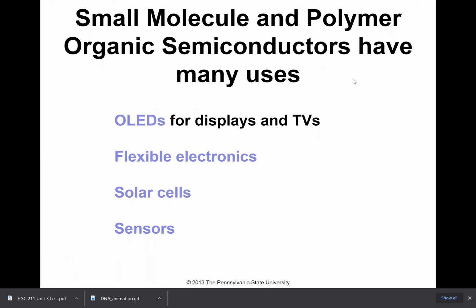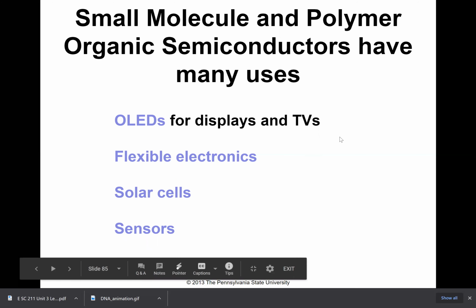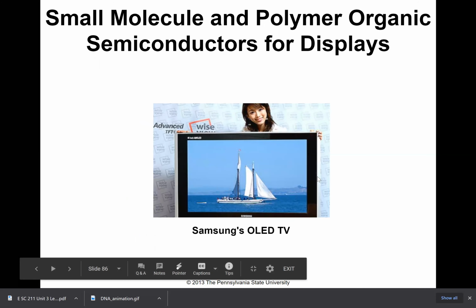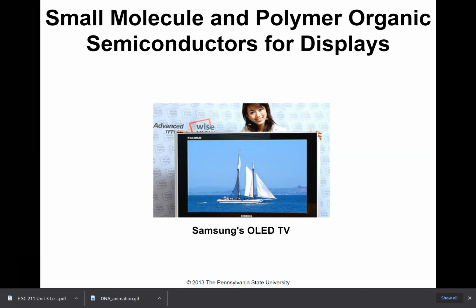Small molecule and polymer organic semiconductors have many uses, like OLEDs. I think that's organic light emitting diodes for displays and TVs. Flexible electronics, super cool, right? You've seen them on commercials and stuff like that. Not readily available as far as I know yet. Solar cells and sensors. Sensors probably right now are the most common use of them. So here's an example of an OLED TV.